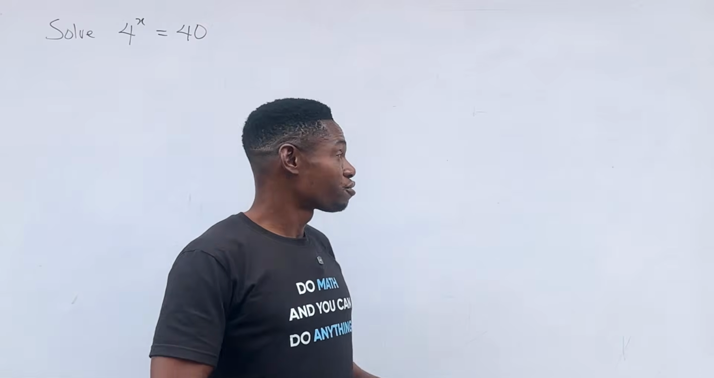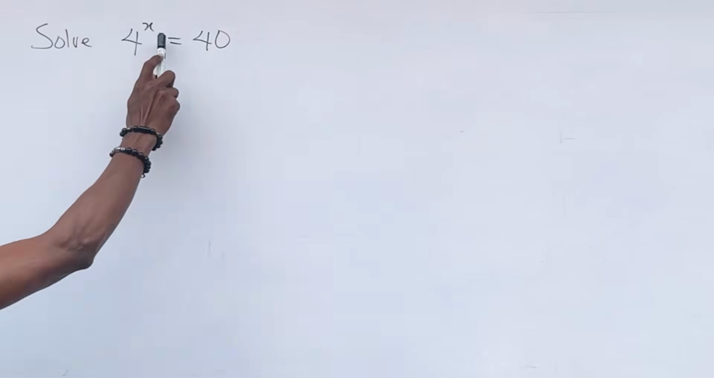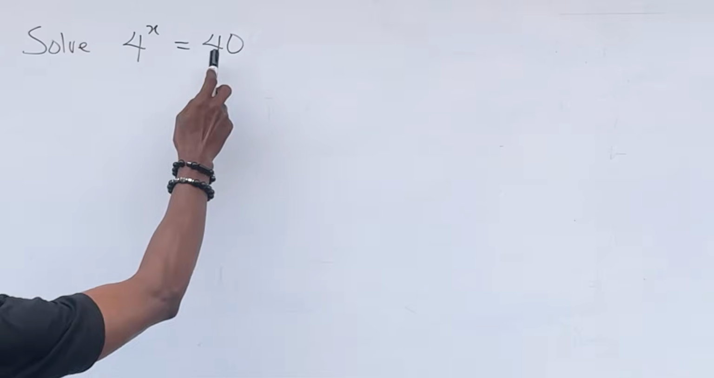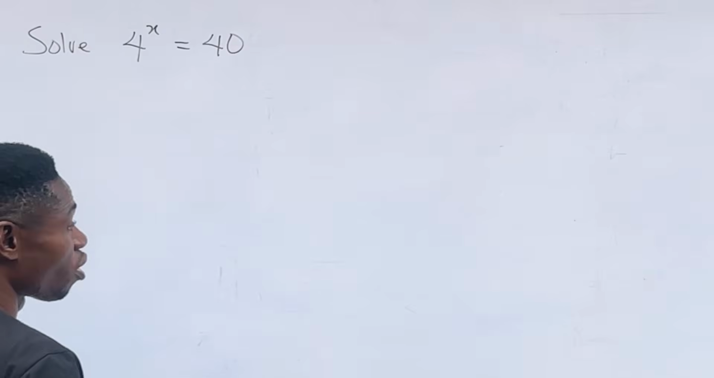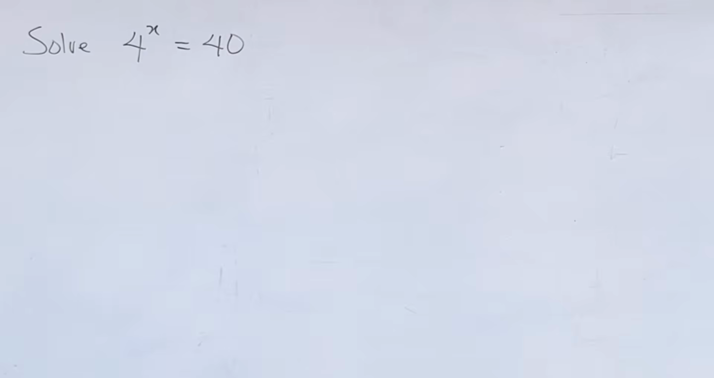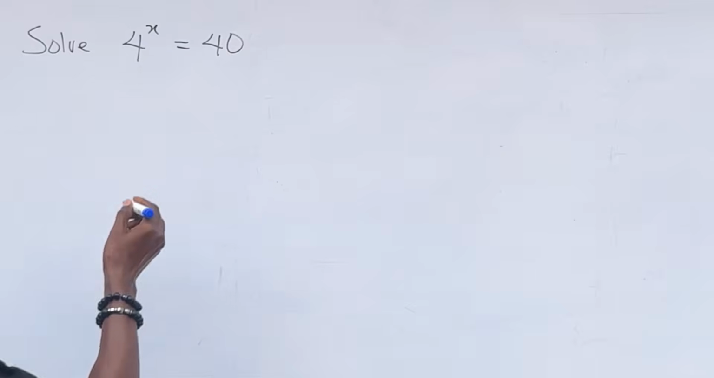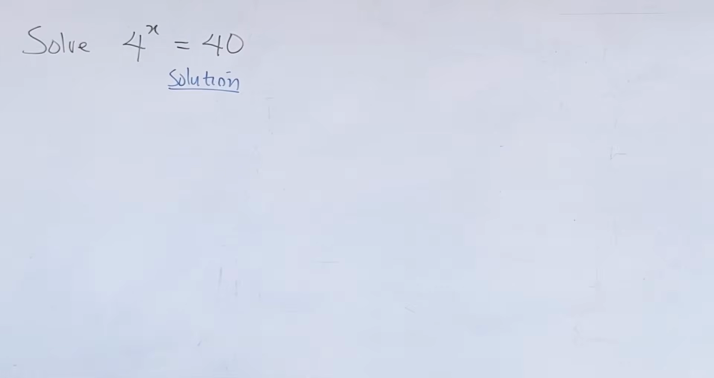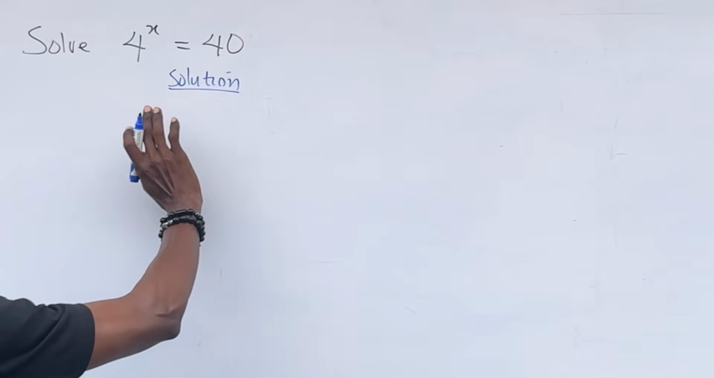So what we have is 4 raised to the power x equal to 40. Now we cannot put 40 as 4 raised to the power of any positive whole number, so we'll have to try something else. Solution: let's break the numbers down first.